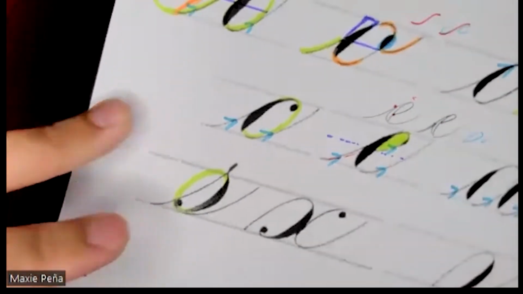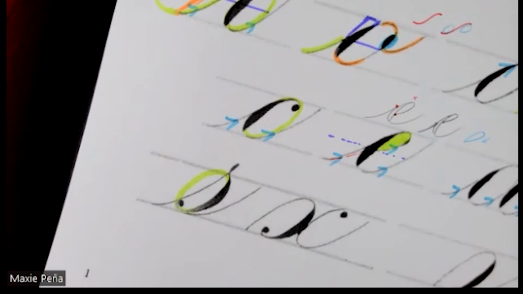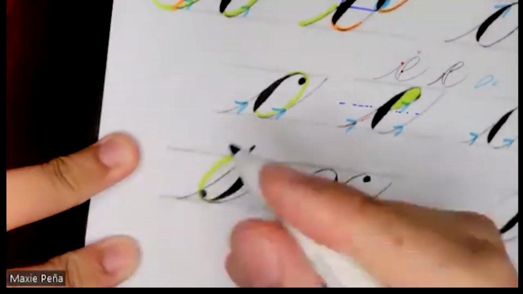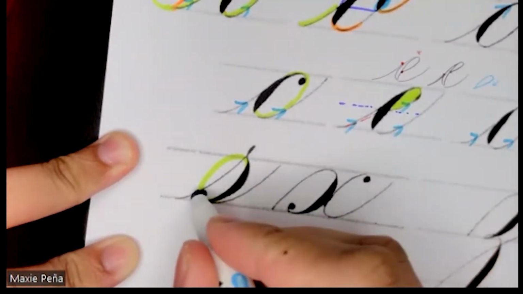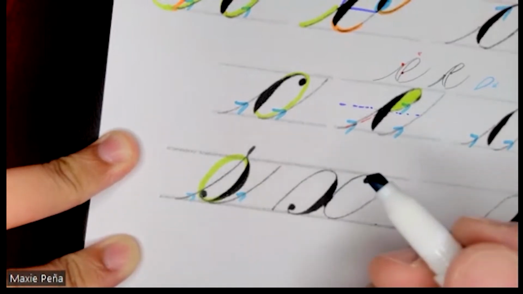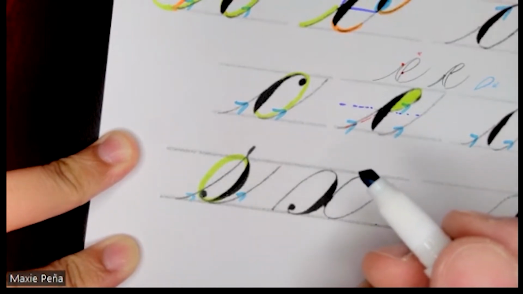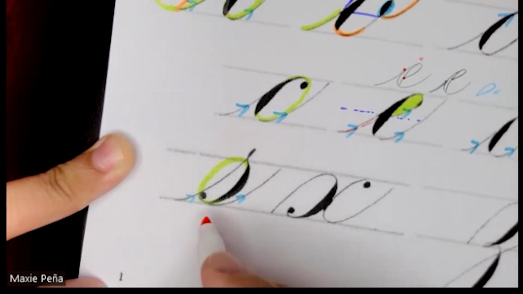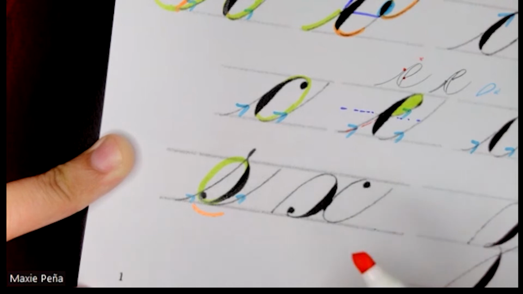What else? Regarding your hairlines for your S, oops, let me just fix it. Keep them as parallel as possible to each other. And when you're exiting the bottom, try to keep it as smooth as you can.